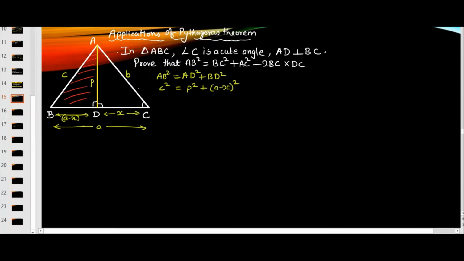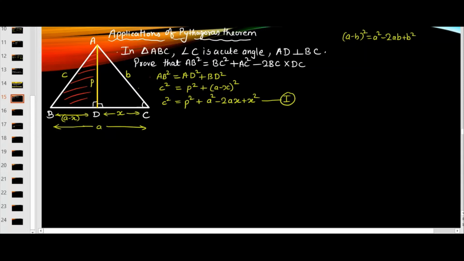Let us apply the formula here, A minus B whole square. That formula we have to apply. What is that formula? A minus B whole square gives you A square minus 2AB plus B square. So we have to use this formula here. So it will give you C square equals P square plus A square minus 2 times AX plus X square. Okay, so let us name this as the first equation.